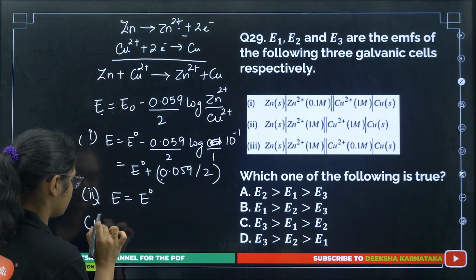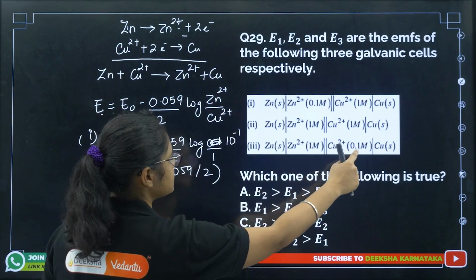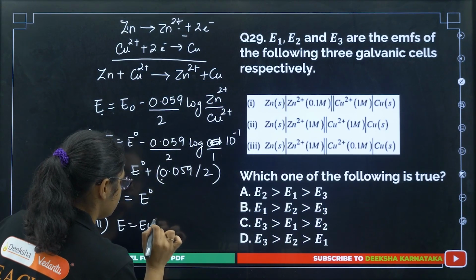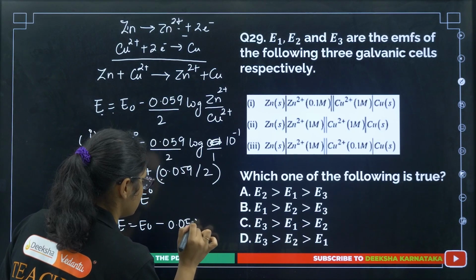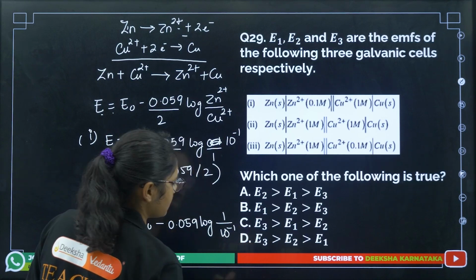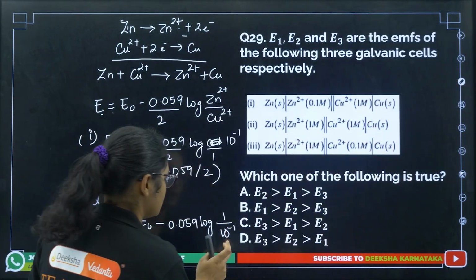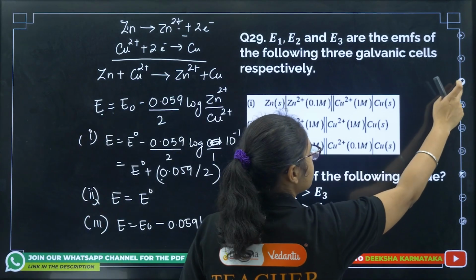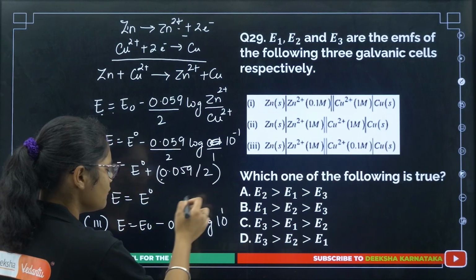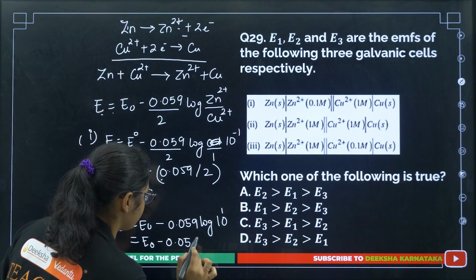Now if you see the third one, it is 1 by 0.1. Zn2+ is 1, this is 0.1. So I'll get E is equal to E0 minus 0.059 log of, this is 1, this is 10 to the power of minus 1. If it goes up, it will become 10 to the power of 1 now. 10 to the power of 1 comes here, so I'll get E is equal to E0 minus 0.059.